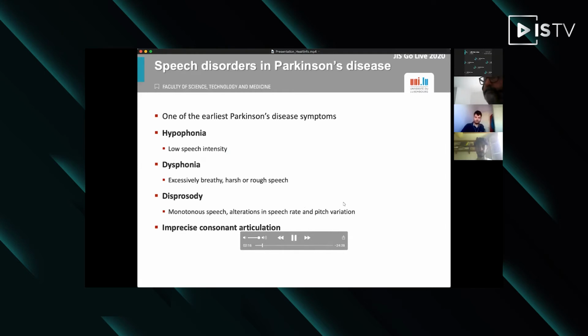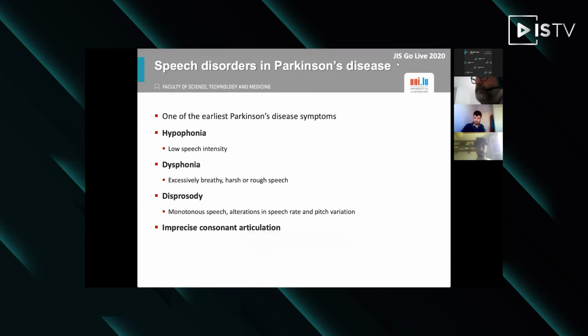It affects the ability to control the vocal cords. And this is indeed one of the earliest Parkinson's disease symptoms.